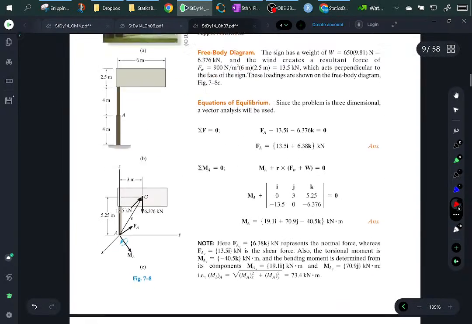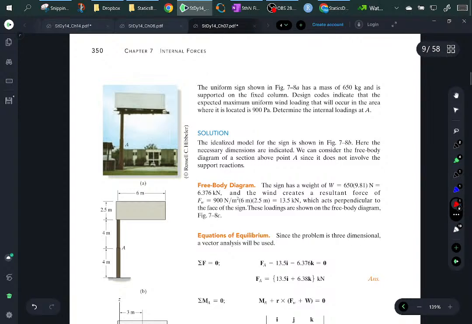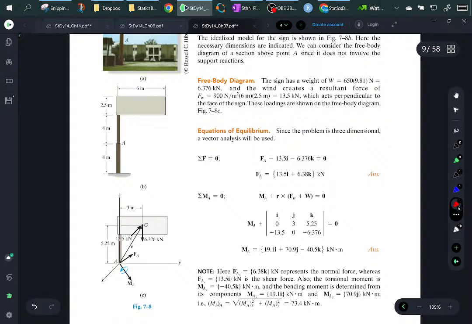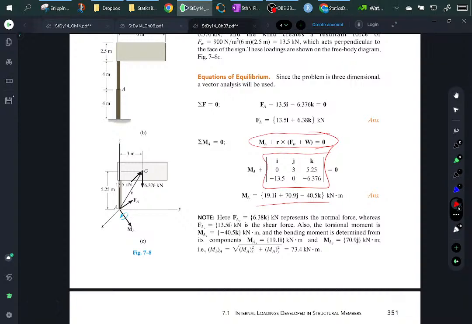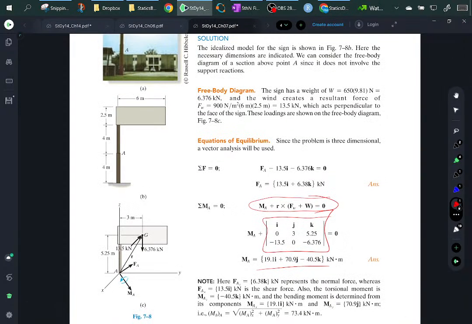Okay, so, here, cool. He's done, I don't know what this is. Oh, it's a sign. It's a sign out here. He went in and used the actual moment cross product equation to determine the moment. This is weird because what is the J of 3? K is 5.25.